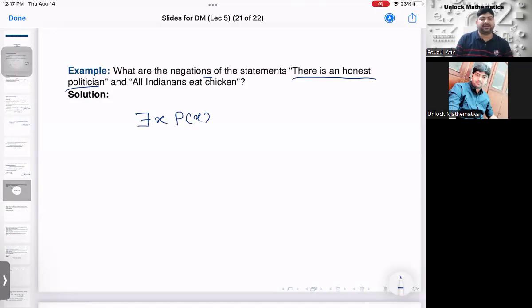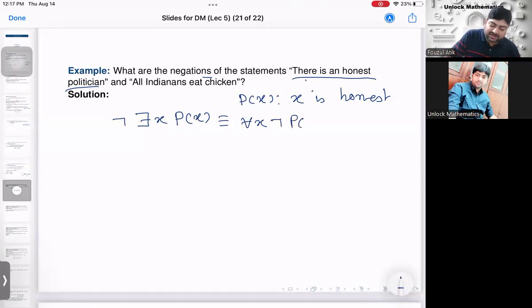Now what is the negation of it? You can denote this as there exists x, px, where px is such that x is an honest politician. Now what is the negation of it? We all know the De Morgan's law for quantifiers. So the negation is equivalent to: there exists will become for all x, then px will become not of px. This is the De Morgan's law for quantifiers.